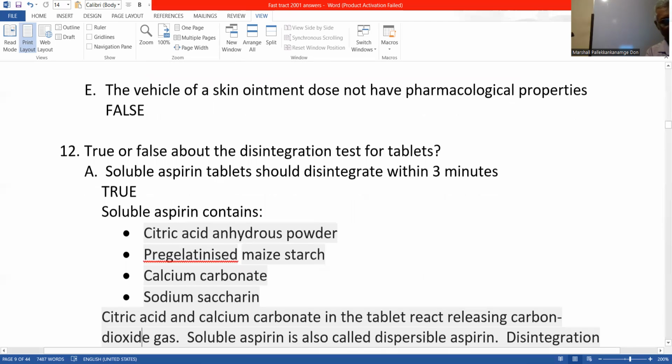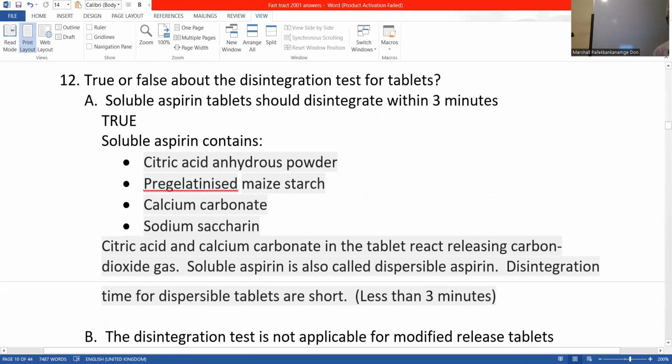Number 12, true or false about the disintegration test for tablets. The disintegration test is done to make sure that the tablet will get disintegrated before dissolution. It will break down and form small particles within the desired time and in the desired place.